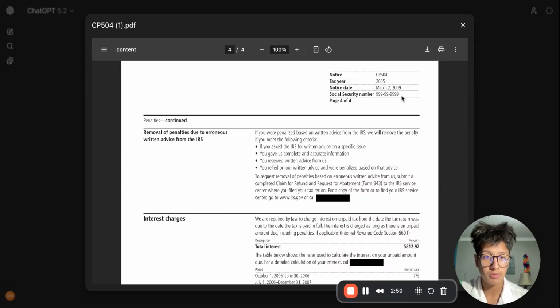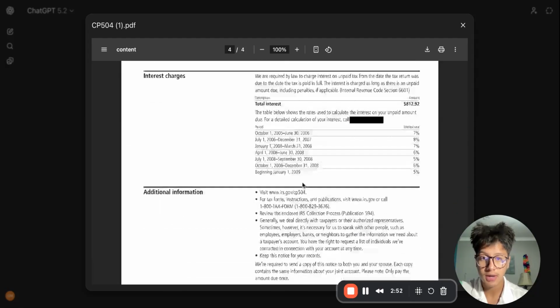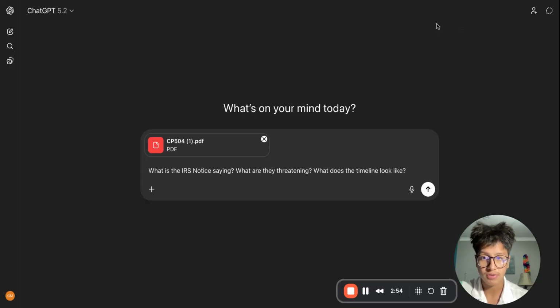As you can see, social security numbers 99999, interest charges, etc. So number one is you get the notice, you have the notice downloaded. I don't start by typing emails from scratch when I get a notice. What I do is I paste the notice into AI and I ask it to do only one thing: organize the issue, not decide it.